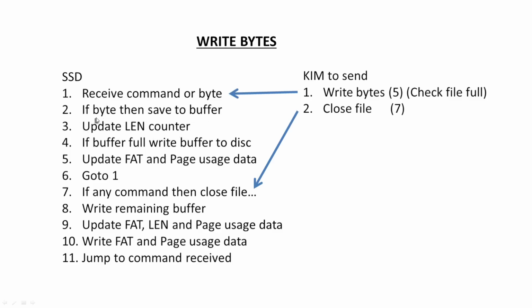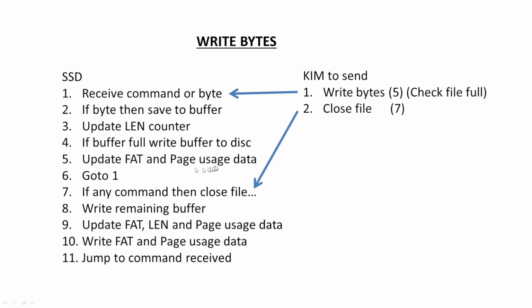Updates the length counter. The buffer is full. We've got 512 bytes there. It needs to write it to the solid state drive. So it actually writes it and then clears the buffer, waiting for some more data to come in. And once it's actually written the data out, it has to update the file allocation table.